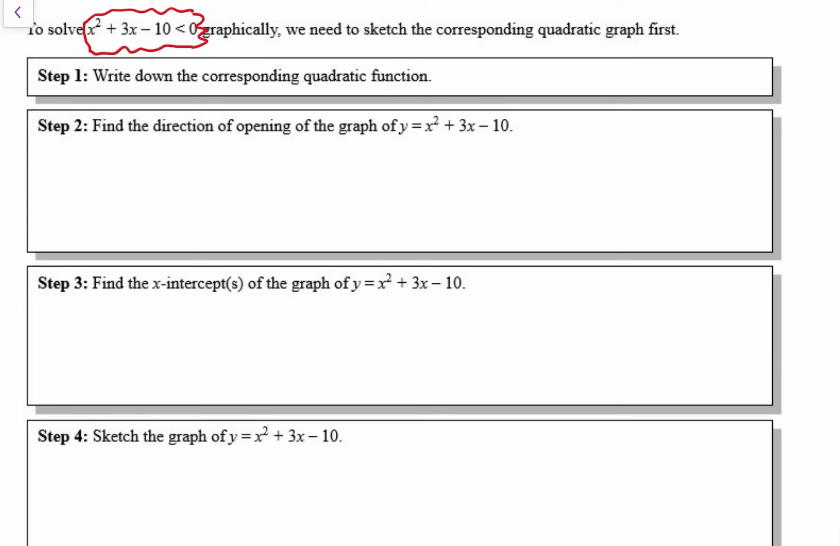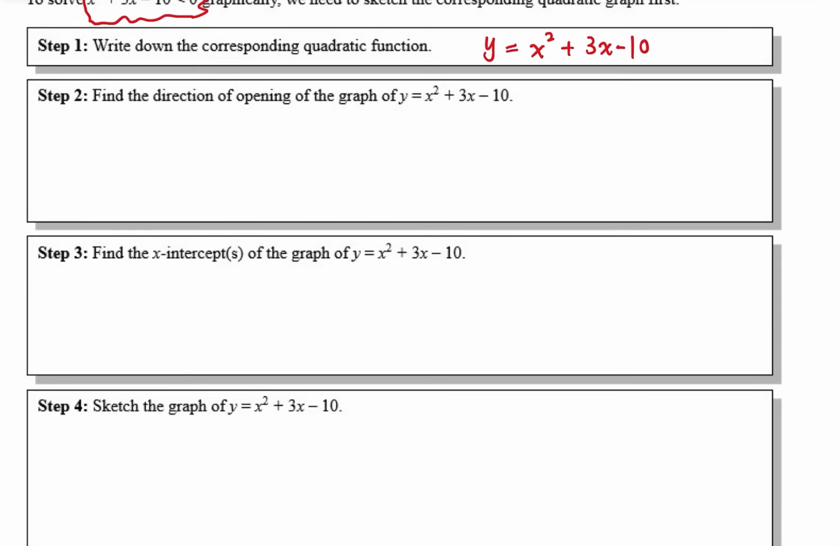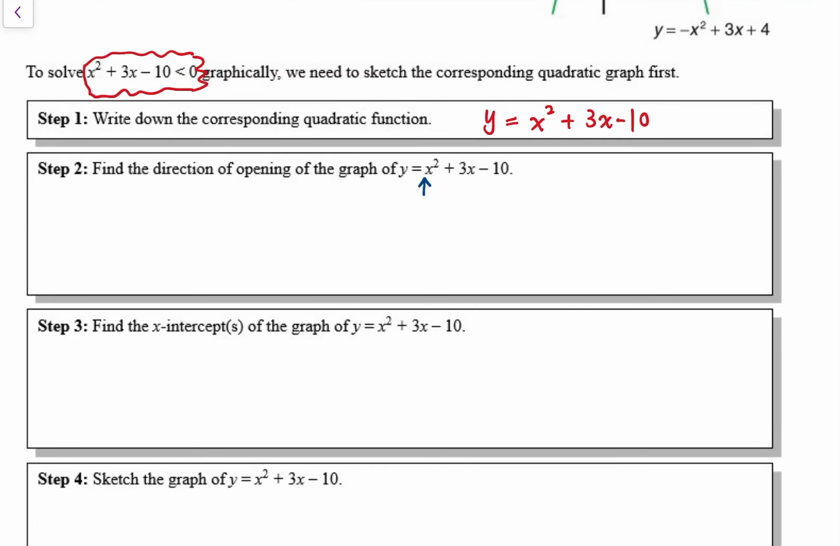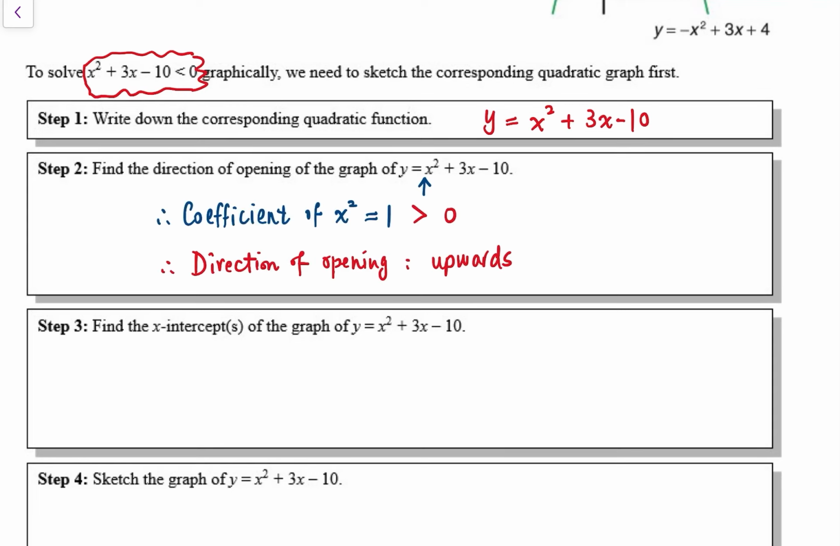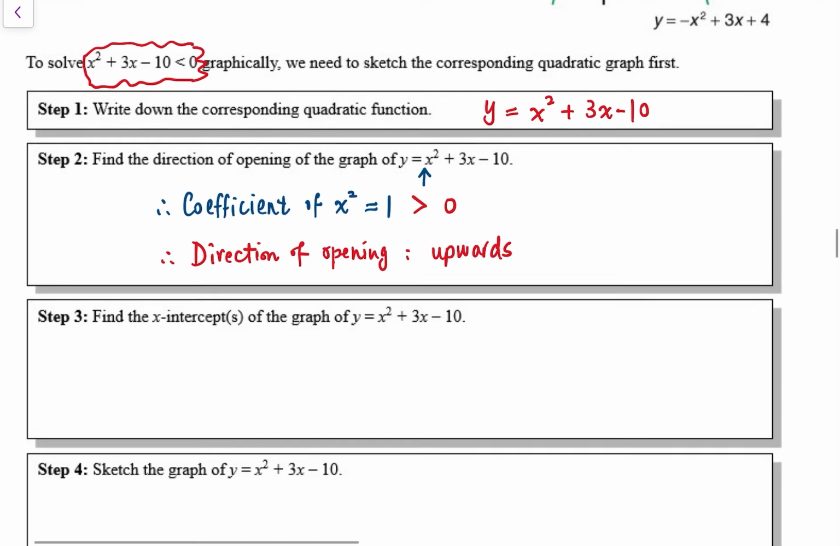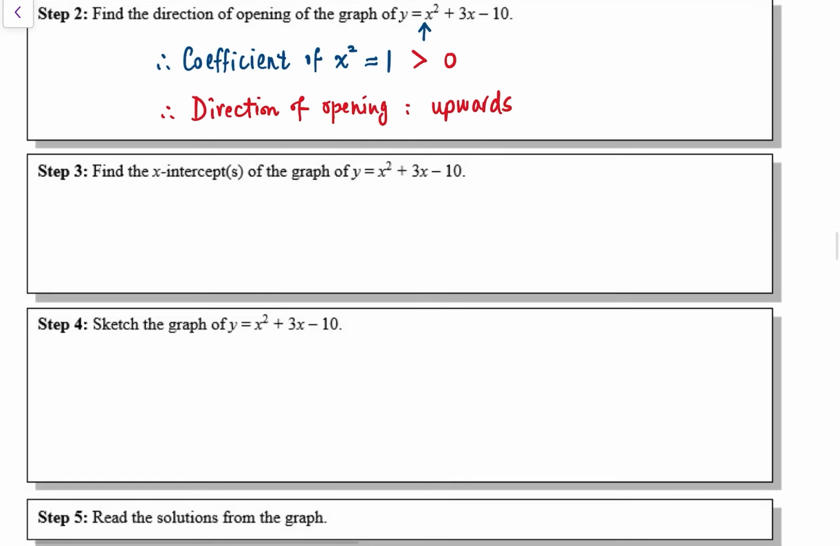First of all, in step 1, we have to write down the corresponding quadratic function. Next, we need to know the direction of opening of the graph. Since the coefficient of x squared is positive, the graph will be opening upward. This will help us to sketch the graph. Step 3, let's find the x-intercepts of the graph. So we will put y equals 0. You can use your calculator to get x equals negative 5 or 2.